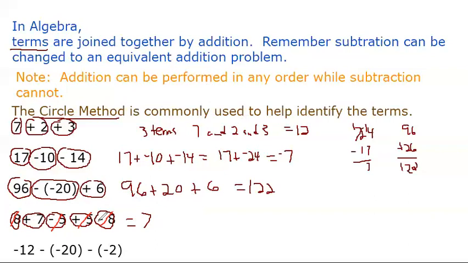Because an 8 and a negative 8, they work against each other, so it just turns into a 0. A negative 5 and a positive 5, they work against each other, so that turns into a 0. And remember, when you add 0, nothing happens. So all I'm left with is the 7.